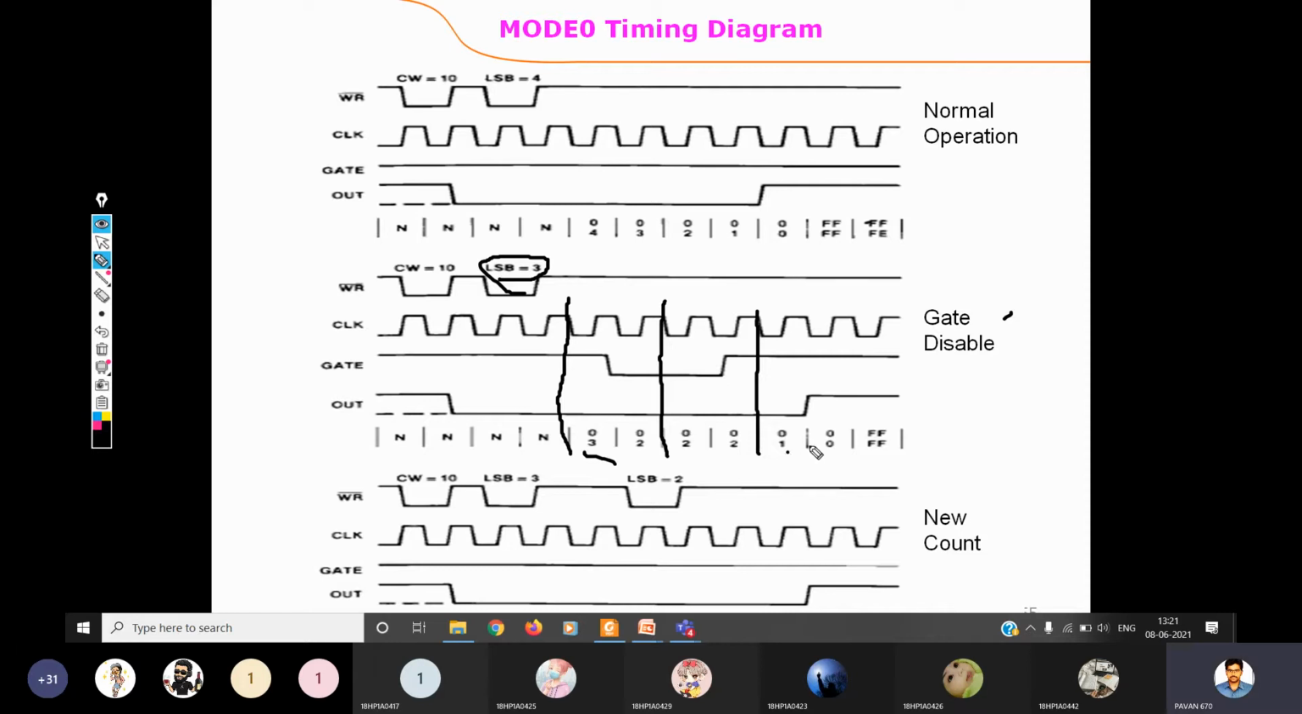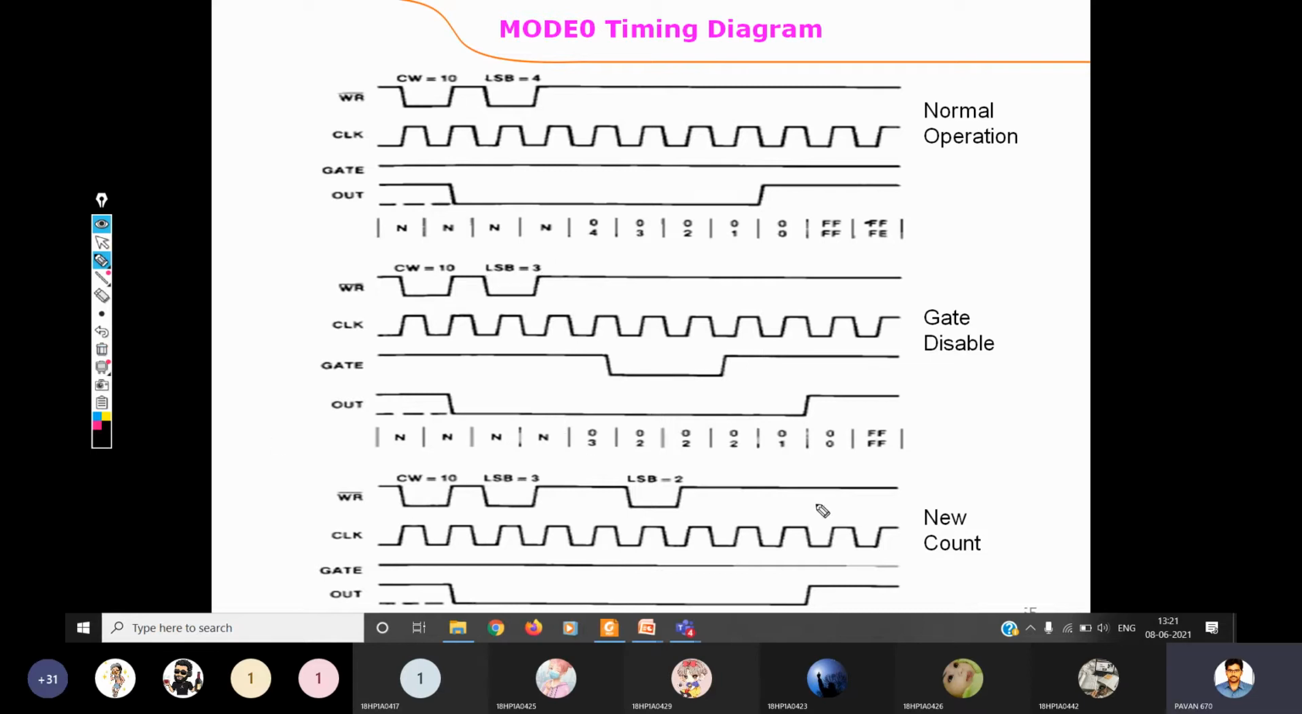So the counter gets completely decremented and reaches 0. Since its value has reached 0, our out signal gets high. Why is our out signal getting high? Because the counter is reaching 0, which is reaching terminal count. So that's why the out signal gets high. This is the case. It is the same explanation, but the change here is, suppose by chance the gate signal gets disabled, what happens? That's what we have observed here.